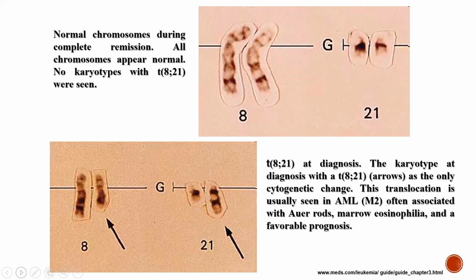As you can see in the picture, normal chromosomes in complete remission are seen in the upper part of the slide, and in the lower part of the slide you see trisomy 8 to 21. The karyotype at diagnosis showed this as the only cytogenetic change, with a translocation. This type of translocation is usually seen in acute myeloid leukemia type M2, often associated with Auer rods, marrow eosinophilia, and a favorable prognosis, meaning the treatment can be successful in this case.